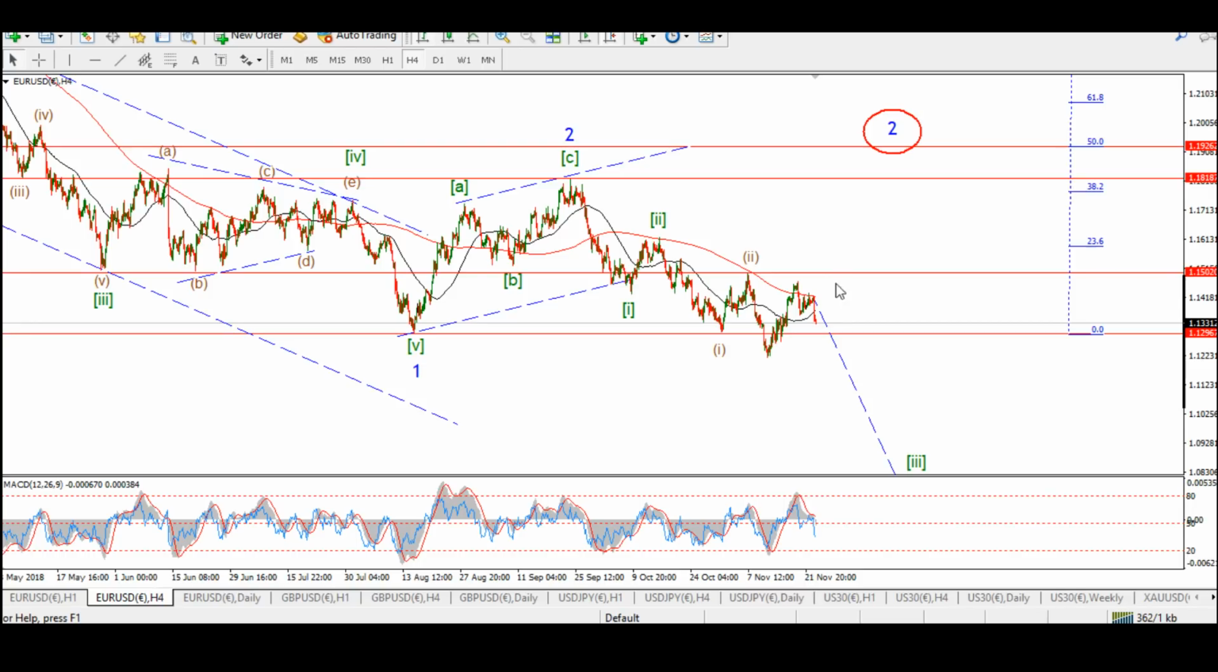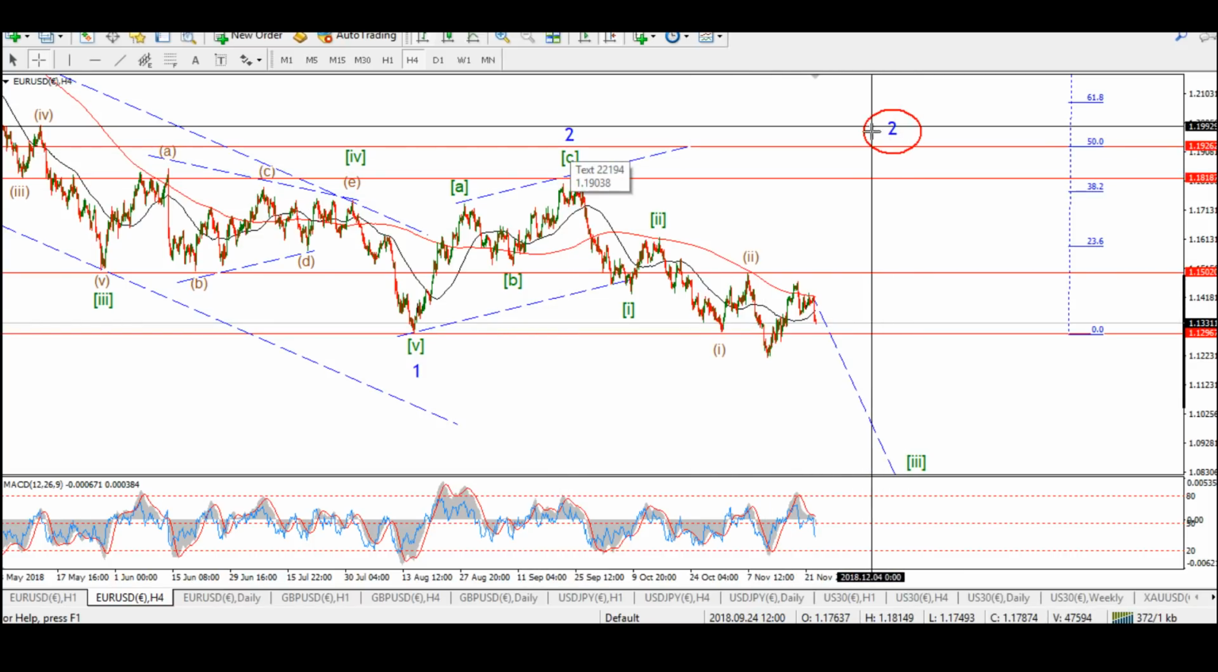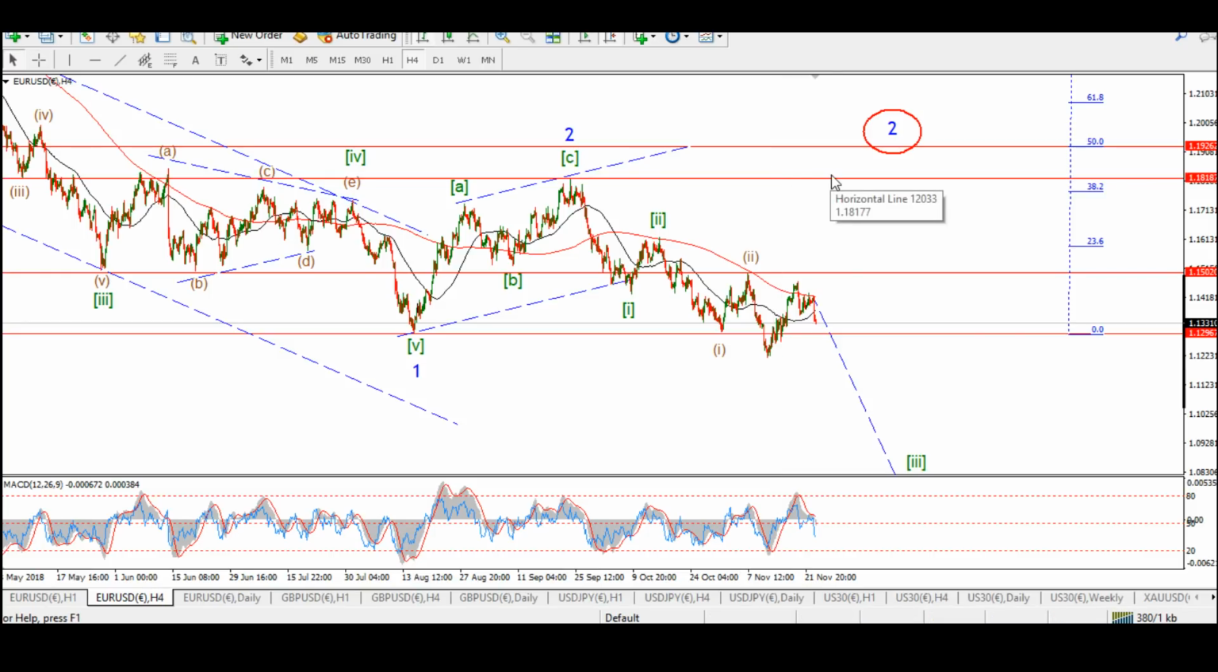There is still an alternate count clinging on in the background. There is the idea that this whole sideways move here could be a three-wave move, so an A, B, C three-wave move in a possible wave 2 blue. Still haven't managed to discard that alternate count just yet.